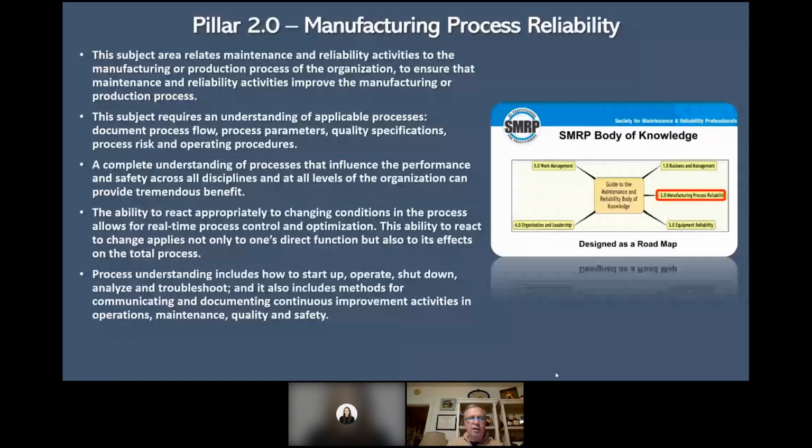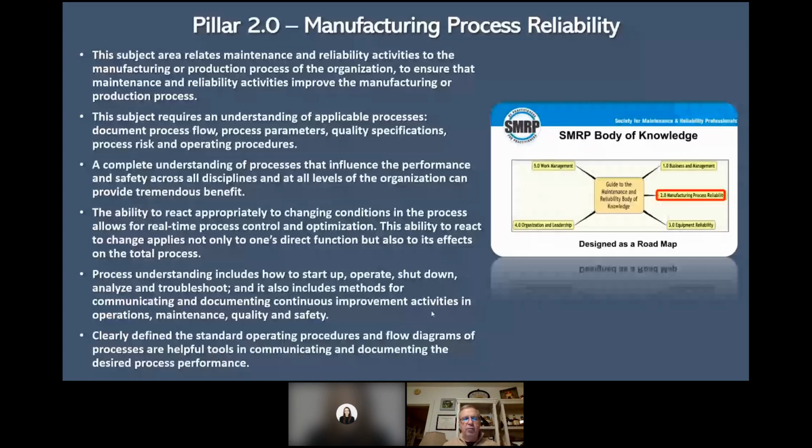The process understanding includes how to start up, operate, and shut down. This is manufacturing process reliability, not maintenance. And analyzing and troubleshooting also includes methods for communicating and documenting continuous improvement activities in operation, maintenance, quality, and safety. And then clearly defined standard operating procedures and process flow diagrams are helpful tools for communicating and documenting the desired performance. All of this is the body of knowledge. If you become a member and download the body of knowledge, all of these come directly from that.